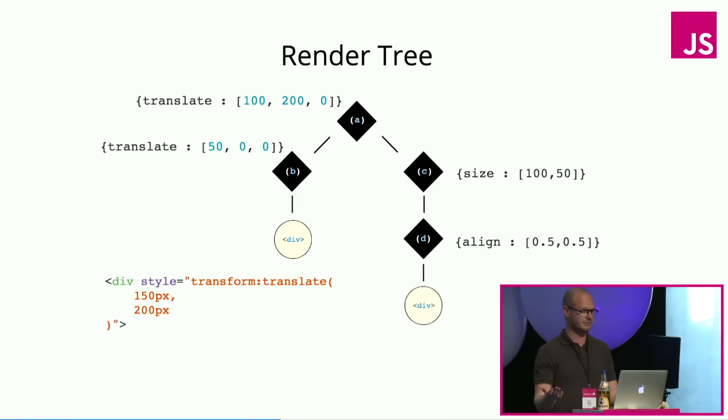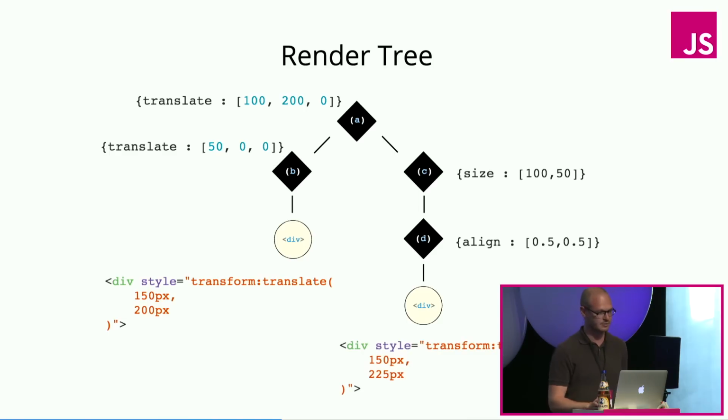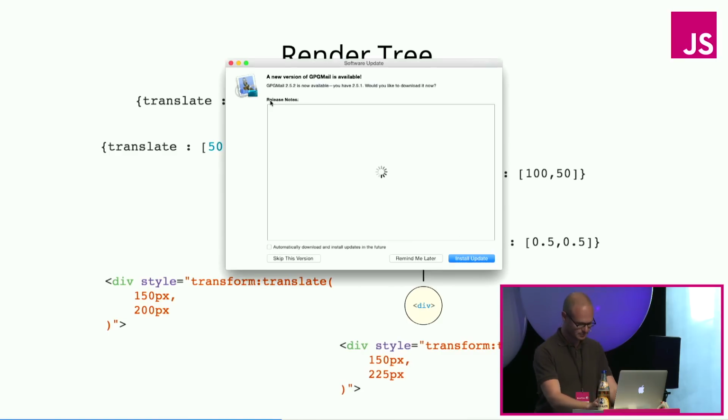And we can be clever with other layout properties too, the things that we see in CSS, the percentage-based properties. We can define C with some kind of size, and then we could align D relative to that parent size. And so C and D would be a combination of 50 pixels to the right and 25 pixels down, combined with a translate from A, and we get 150 by 225.